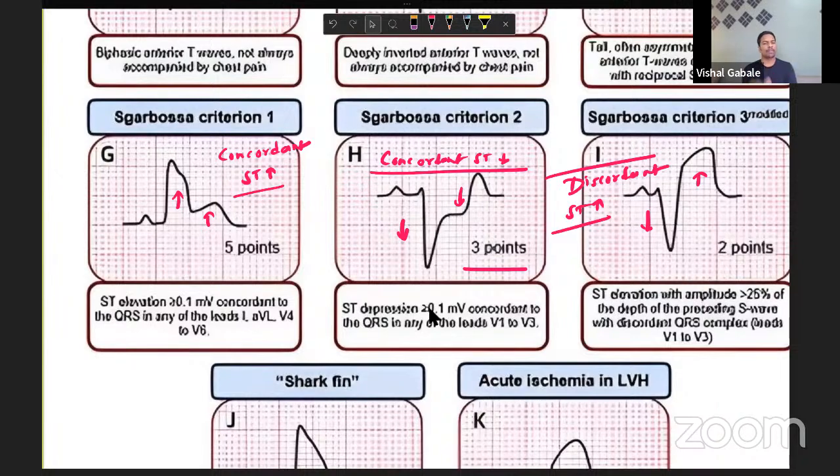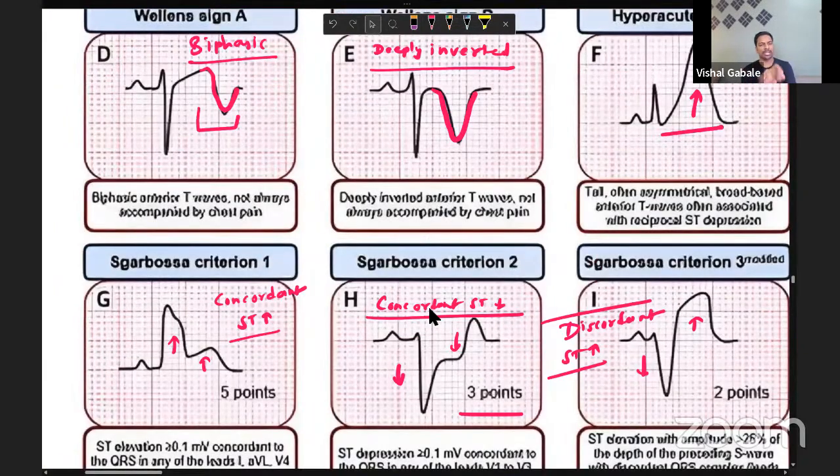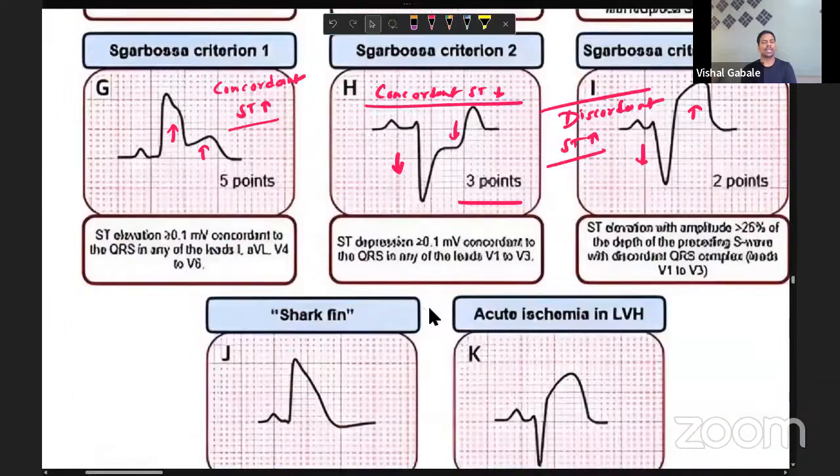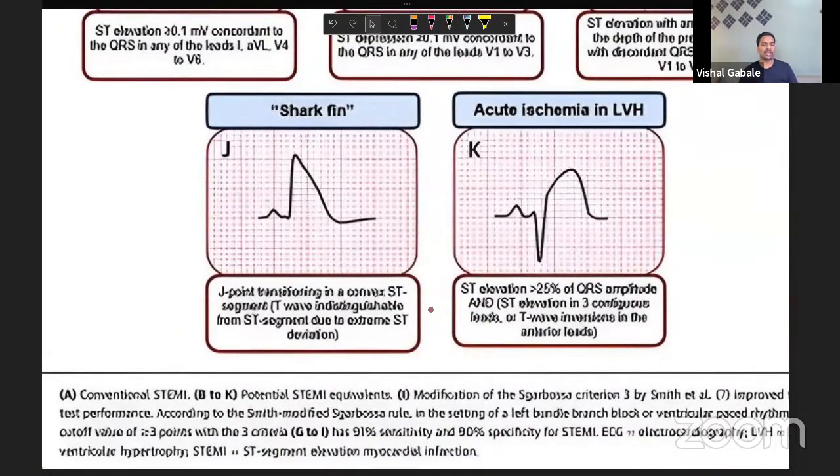I'm again going to explain Wellens; that's why I didn't explain it in the first place. Then we know about the shark fin, so I don't want to repeat it again. Can you tell me quickly which type of MI the shark fin is?